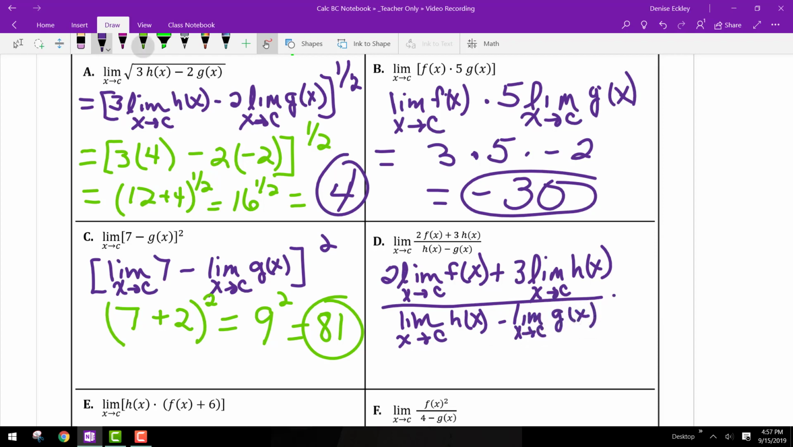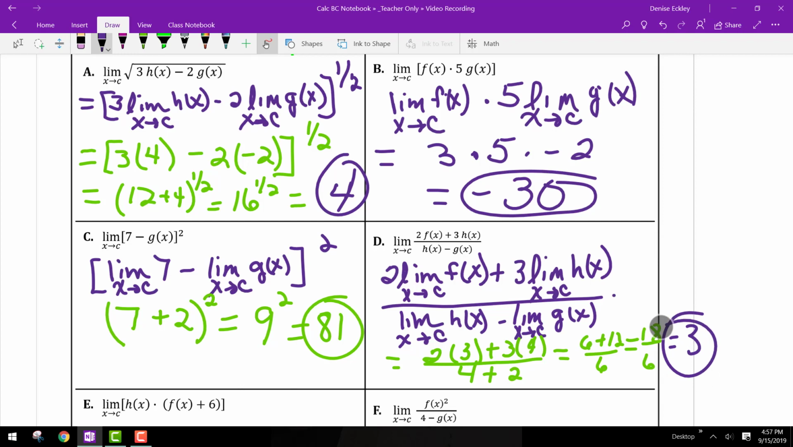Okay, substituting everything we know, we are going to get 2 times 3, our limit of f, plus 3 times 4, our limit of h, and that's going to be divided by our limit of h, which is 4, minus a negative 2, because our limit of g is negative 2, so that's going to be 4 plus 2. So we get 6 plus 12 over 6. We get 18 over 6. And so our final answer is 3.